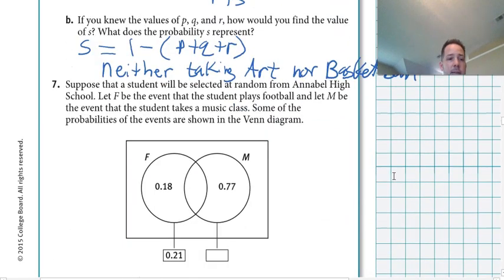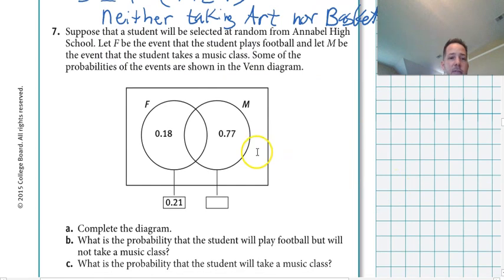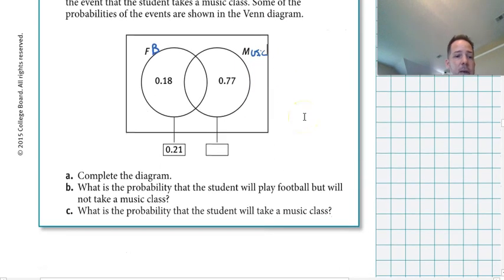Number 7 says, suppose that a student will be selected at random from Annabelle High School. F is the event that they play football, and M is the event that they take a music class. And figure out some of these probabilities. So it says complete the diagram. Remember this one we can get right here. The 0.21 has to be the sum of these two regions. So that's just going to be 0.03.